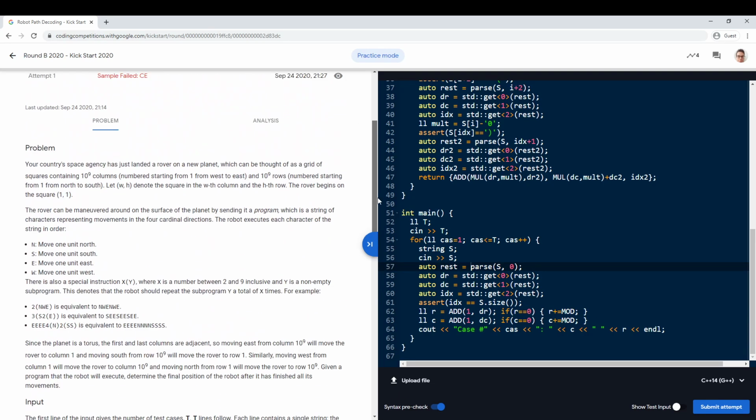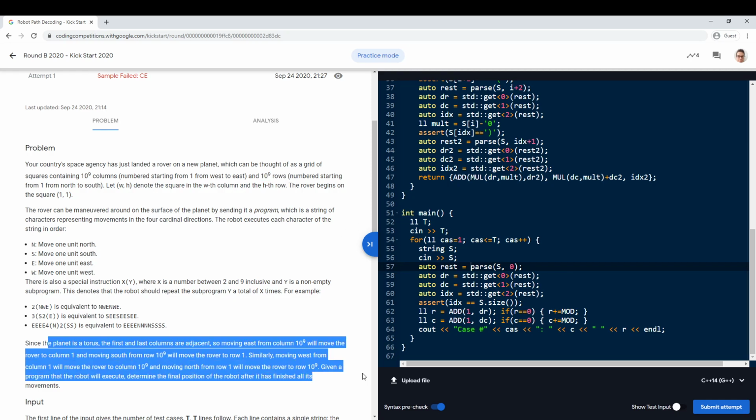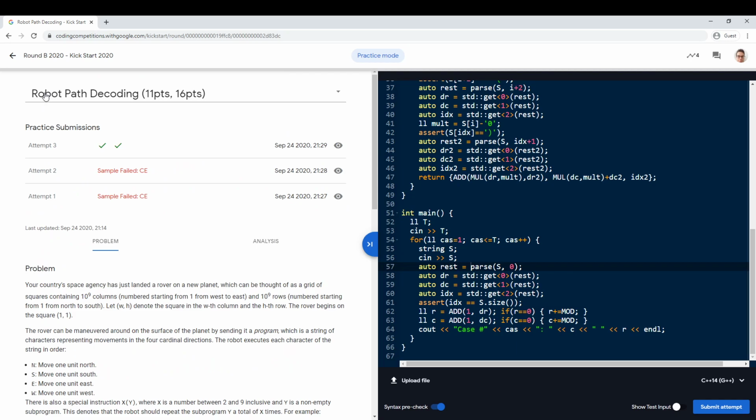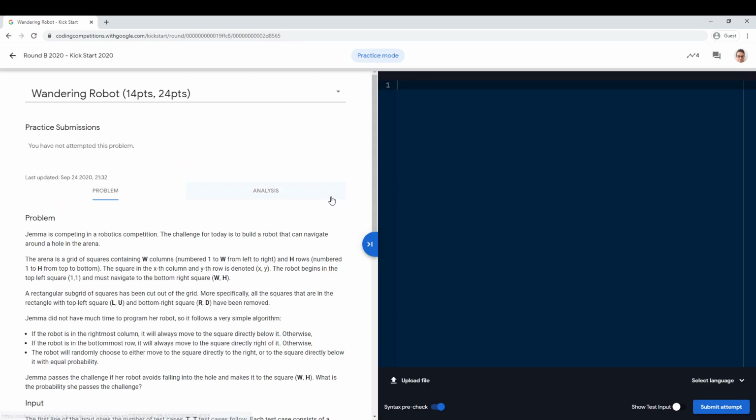So, yeah, anyway, that's it. And everything's mod a billion because of this wraparound behavior, right? So that's that problem. All right, the last problem. So what's going on here?